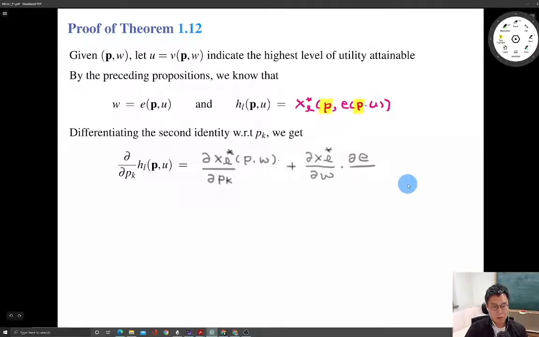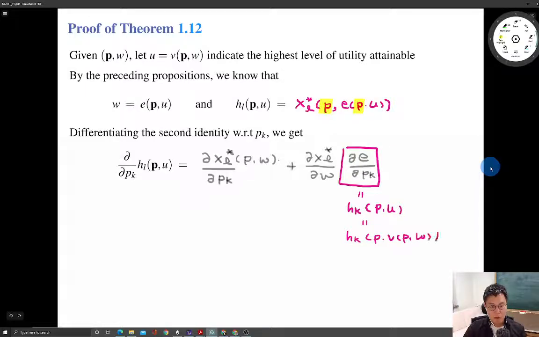Then Shephard's lemma tells us this is equal to the Hicksian demand for good k at P comma U. And U is given by indirect utility, so we can substitute the indirect utility V. By the duality between Hicksian demand and Walrasian demand, we know that this is the Walrasian demand for good k, given the price vector P and the consumer's wealth W. Consequently, we obtain this.